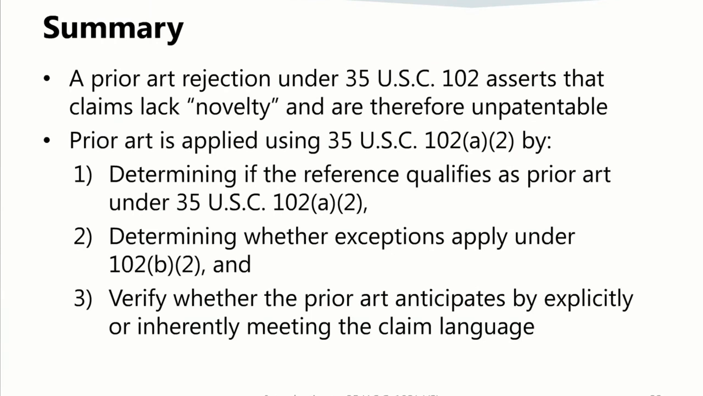In conclusion, a prior art rejection under any section of 35 U.S.C. 102 is one that can assert that claims lack novelty and are therefore unpatentable. Under 35 U.S.C. 102(a)(2), prior art is applied by 1. Determining if the reference qualifies as prior art under 35 U.S.C. 102(a)(2), 2. Determining whether exceptions apply under 102(b)(2), and 3. Verifying whether the prior art anticipates by explicitly or inherently meeting the claim language.